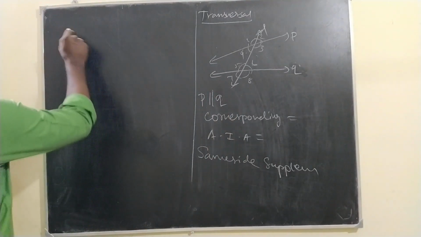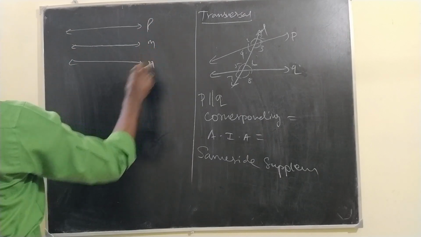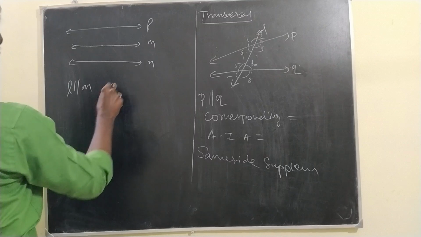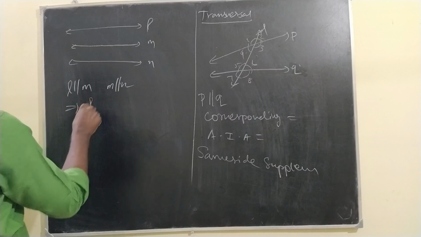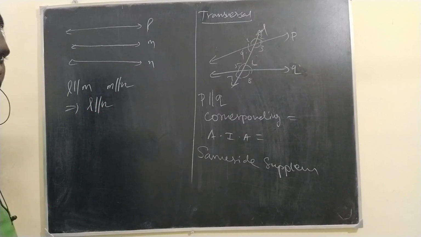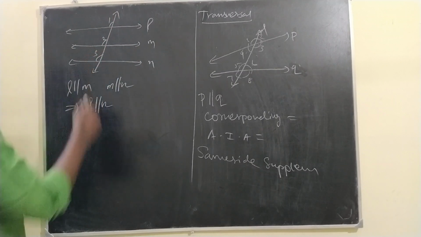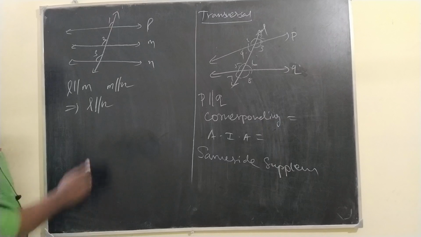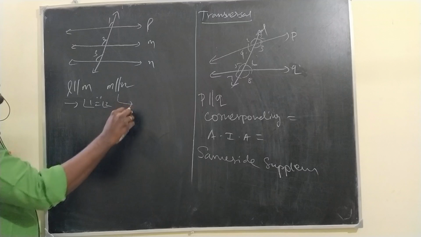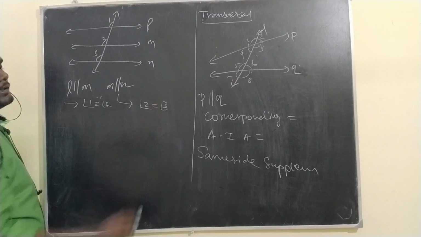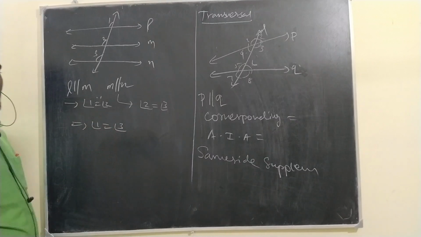Now what about three lines? Lines parallel to the same line. L, M, N. L is parallel to M, M is parallel to N. Then what can we say? L is parallel to N. How is it parallel? We intersect by a transversal. See 1, 2, 3, these corresponding angles I am taking. As L is parallel to M, angle 1 equals angle 2. M is parallel to N, angle 2 equals angle 3. Corresponding angles. Now from these two, we can say angle 1 equals angle 3.